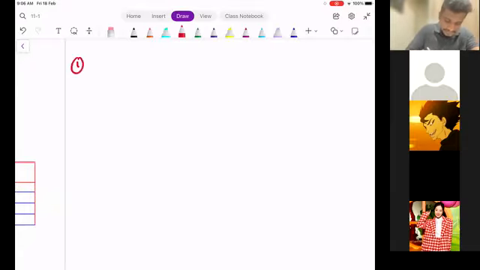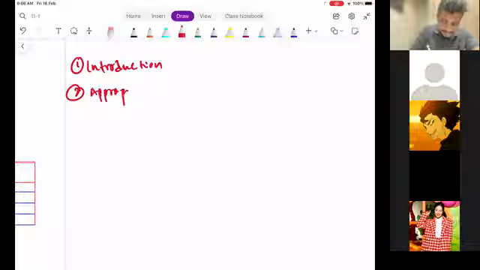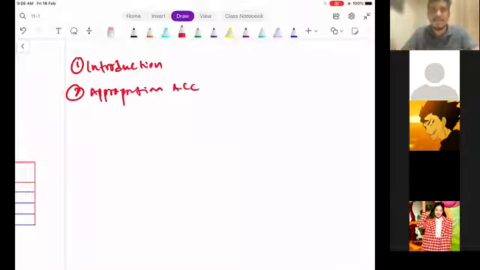First we learn the introduction of the partnership: the advantages and disadvantages of partnership, what is a partnership, and also the partners' agreement. After that, we learn about the appropriation account, how to do the appropriation account.